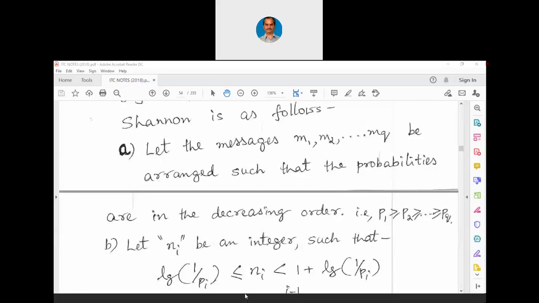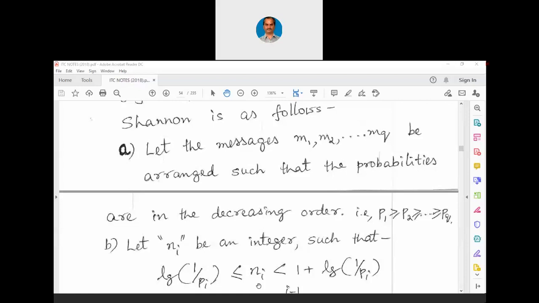Let this number be in between these two, lg of 1 over Pi and 1 plus lg of 1 over Pi. This lg of 1 over Pi is always a fraction. So now the number of bits for a given message cannot be a fraction. It has to be an integer. But when we compute this entropy, we get all fractional things.